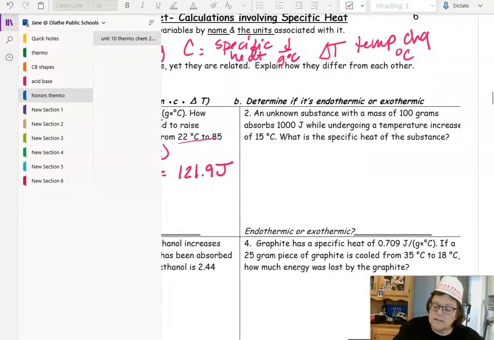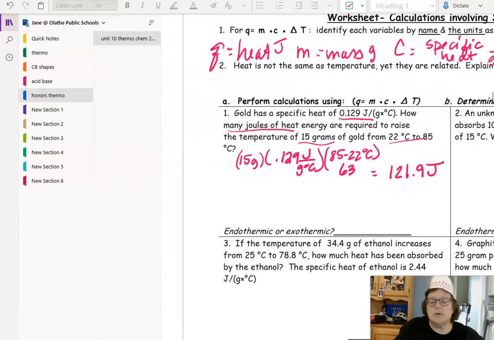All right, the second thing it says is determine whether it's exothermic or endothermic. Exothermic means heat is being given off. All right, the gold, we're putting heat into the gold, right? So is heat being given off? No. So this is endothermic.